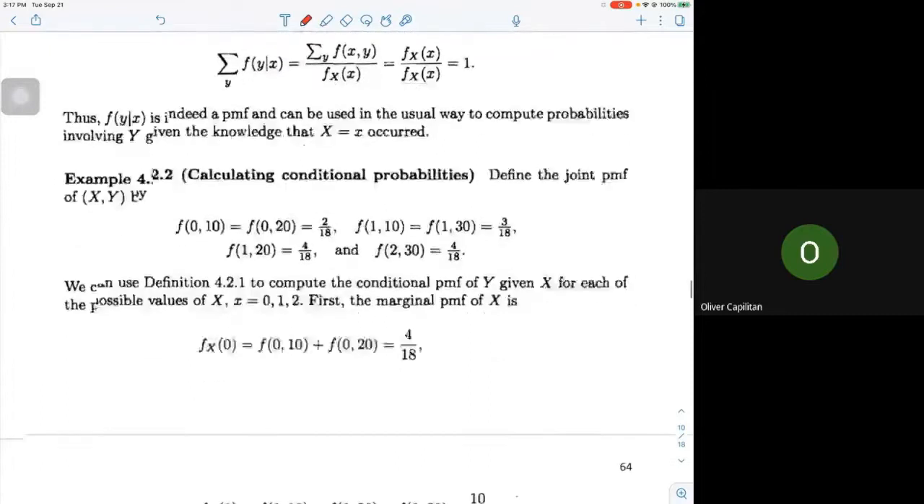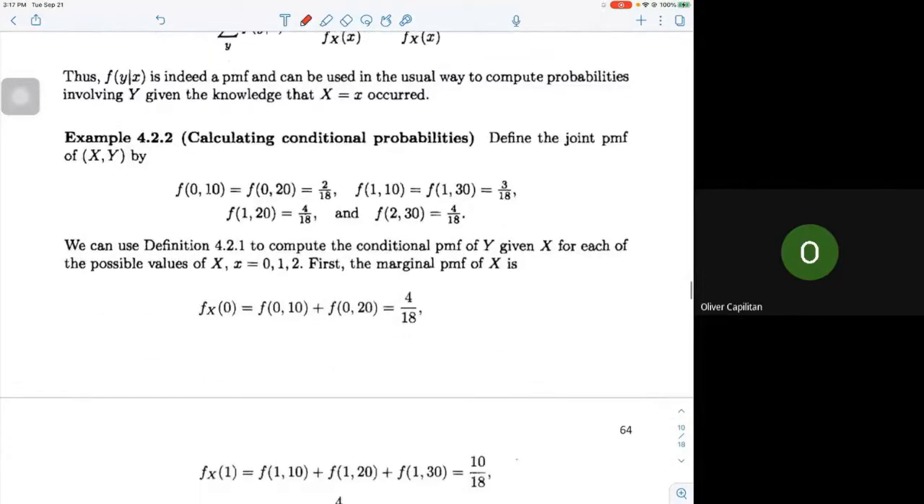And let's have an example to illustrate this definition. Calculating conditional probabilities. Say we're going to define a joint PMF of this random vector of X and Y by, so we have the joint f of (0,10) is equal to f of (0,20), and that is equal to 2 over 18. Then f of (1,0) is equal to f of (1,30) equals 3 over 18. Then f of (1,20) is equal to 4 over 18, and then f of (2,30), and (2,30) will be equal to 4 over 18.